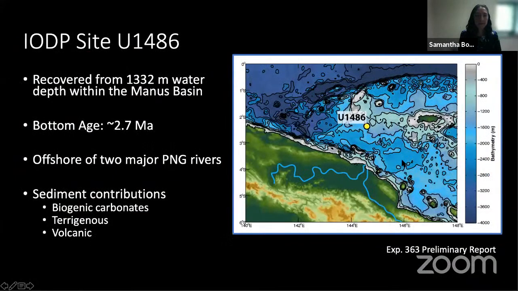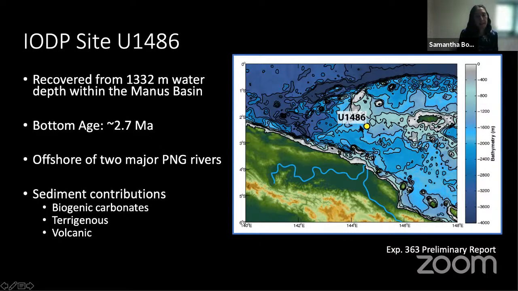All right, so I'll talk a little bit more in detail on this site because it'll form the basis of the talk today. This is a zoom in on what we were just looking at. So this is northern Papua New Guinea. You can see site 1486 off the north coast of that, offshore of these two rivers, the Sepik and the Ramu River, which are major river systems in Papua New Guinea draining the highlands of this region.